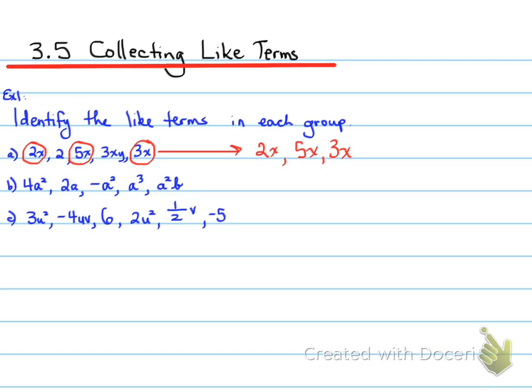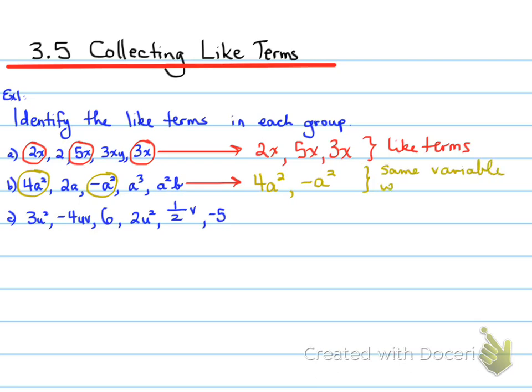Let's look at the next example, part B. a squared and minus a squared are like terms. Only those two terms are like terms, and that is because they have the same variable with the same exponent. We don't worry about the coefficient or the sign, folks. We worry about the variable and the exponent. So 4a squared and minus a squared have the same variable with the same exponent.